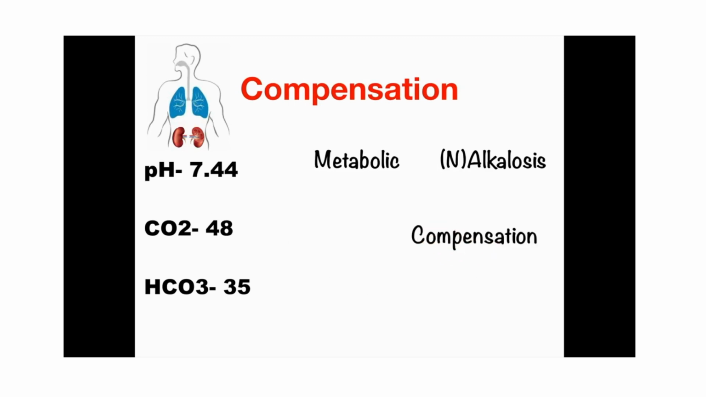Let's put here compensation, and to identify whether it's a full or a partial compensation, we're just going to look at our pH, which is 7.44. So this means that the body compensated enough to bring our pH back to normal. So this is a full compensation.